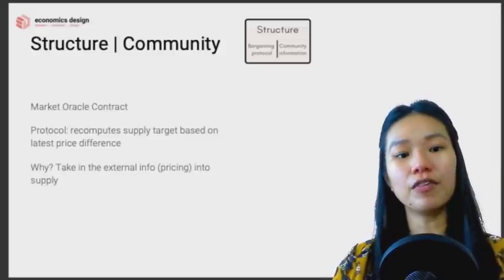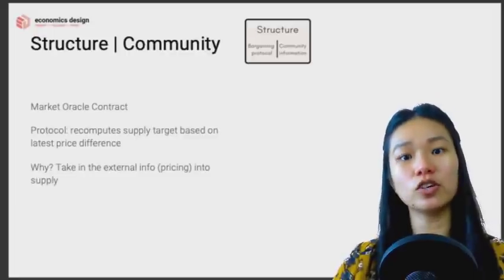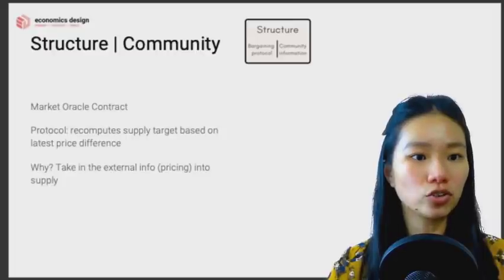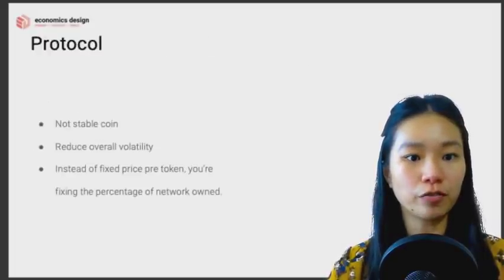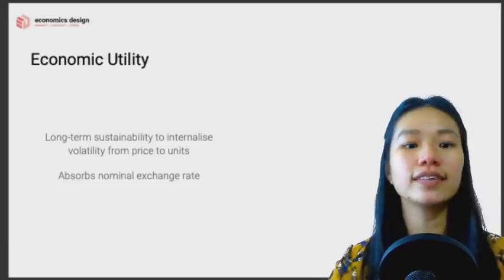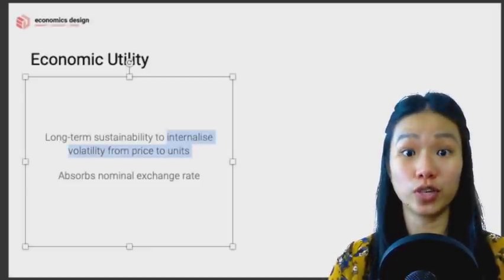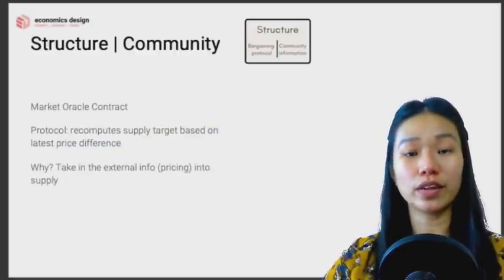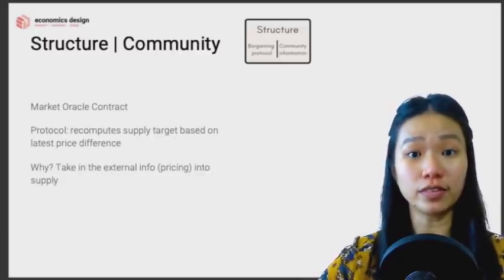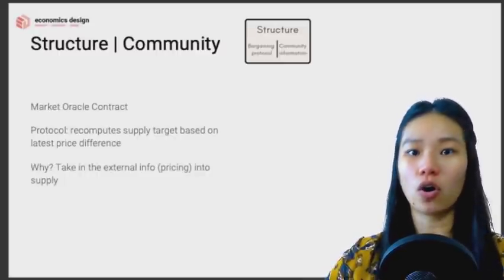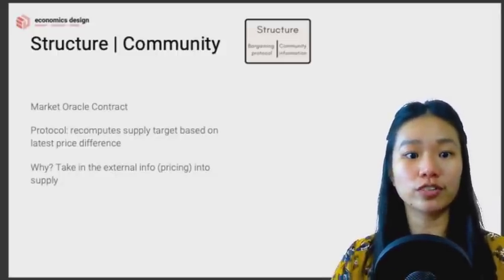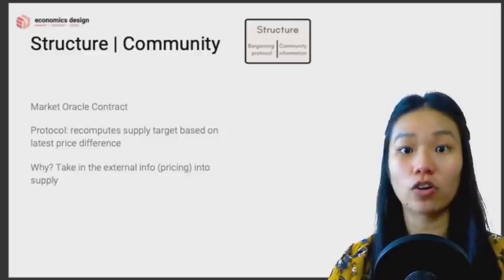Why? A very important thing is that you want to take external price information into the supply. Remember, when we went all the way back to internalizing volatility from price to units in the economic utility aspect, this is what I meant. So when there's price differences, which we call the nominal exchange rate, you want to internalize this price difference by changing your supply. So this is what the Oracle does.